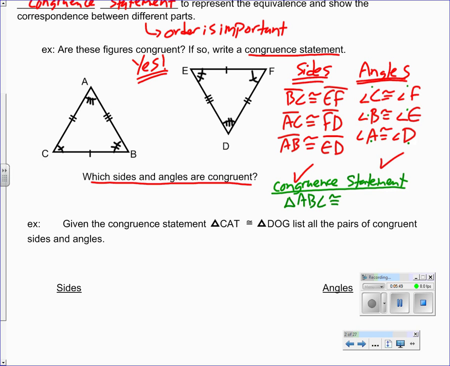So if I start off calling it ABC, I start off with the point that corresponds to A. Since A is first here, D has to be first over here because D corresponds to A. Same thing, B is second, B corresponds to E, so E should go second on the second triangle, and C is third, which corresponds to F, so F is the last point. So this is my congruent statement right here: triangle ABC is congruent to triangle DEF. Right? Putting it in that correct order shows you from that statement which pieces correspond on each triangle.